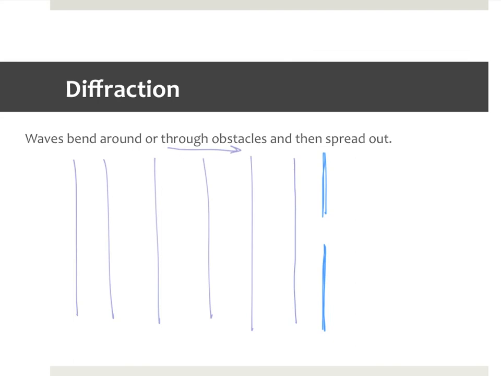So what happens when waves encounter an obstacle? Diffraction happens. It's when waves bend around or through obstacles and then they spread out. So what happens when they encounter this obstacle, this slit right here? Well, they have to bend through it. And then they spread out like this.